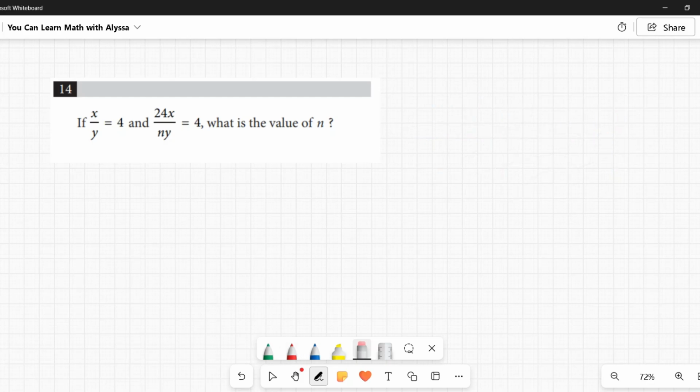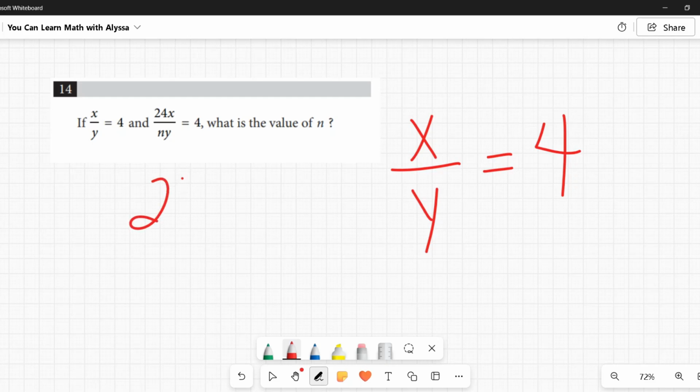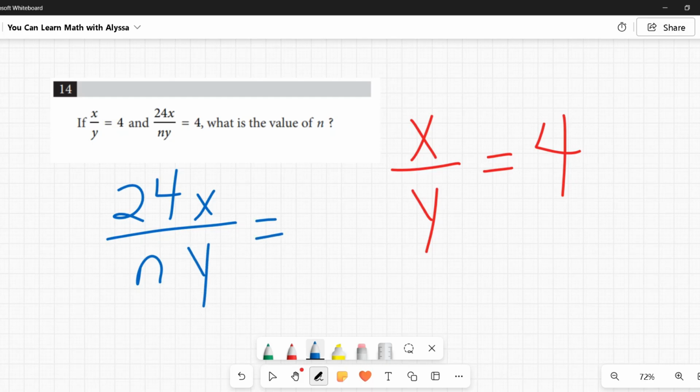Let's look at what's actually happening, and then we can solve for n. So x over y is equal to 4. Okay, and then separately, actually I'm going to use a different color. Ooh, be very fancy. 24x over ny is also equal to 4. So it's the same. Nothing has changed. There's a couple of ways we can look at this. We can look at this kind of algebraically, or more sort of like, I'd say, like a logic problem. So let's look at it through the logic problem lens first, just because, why not?